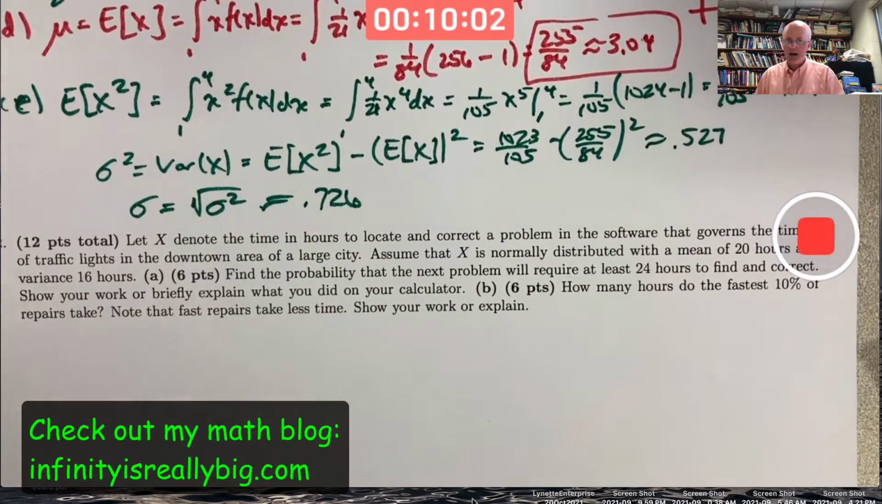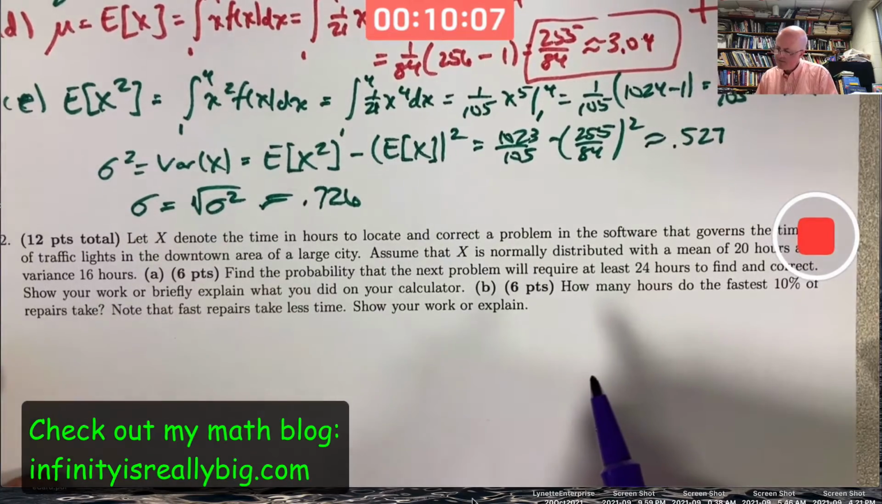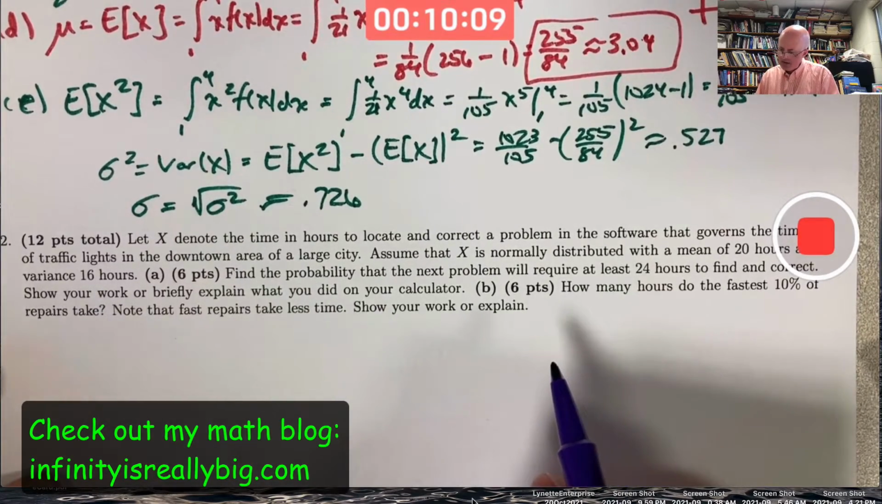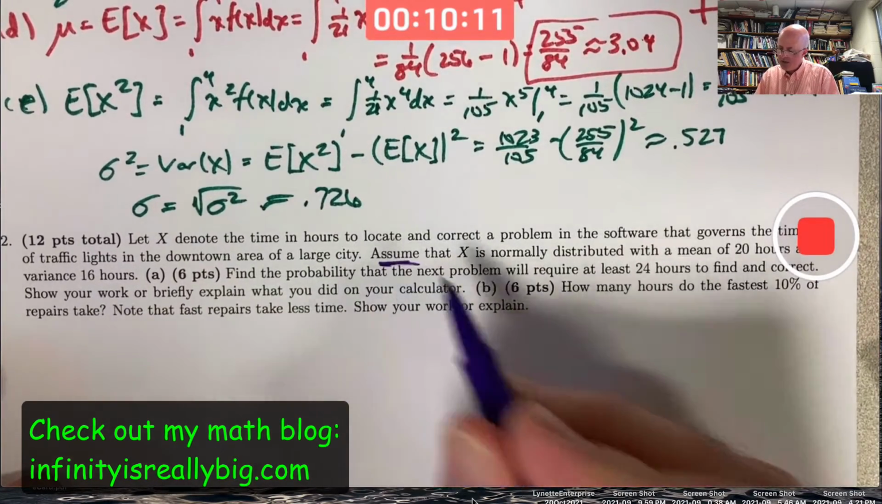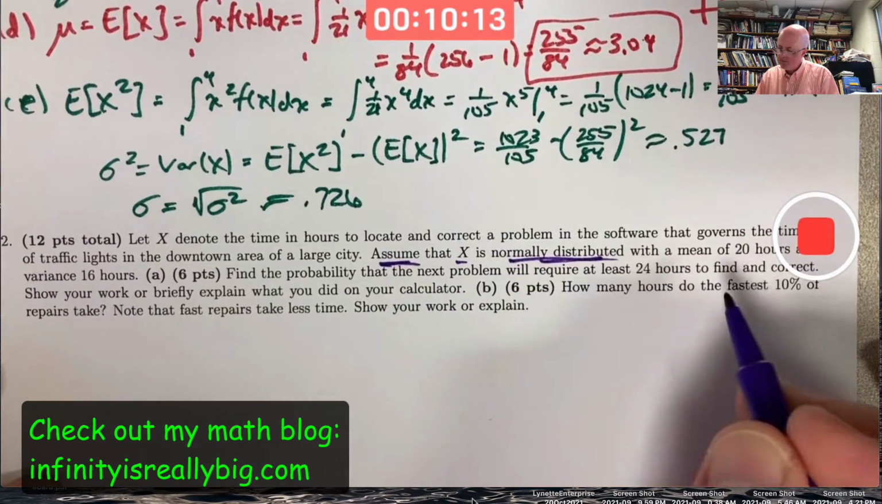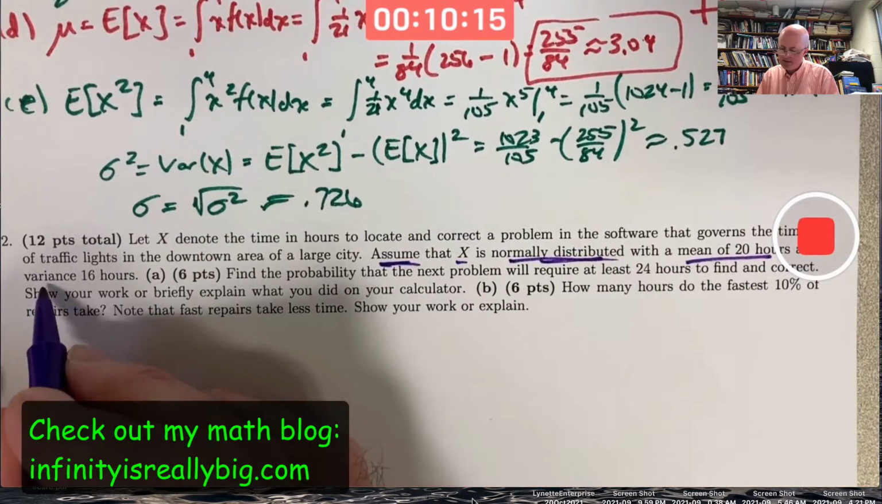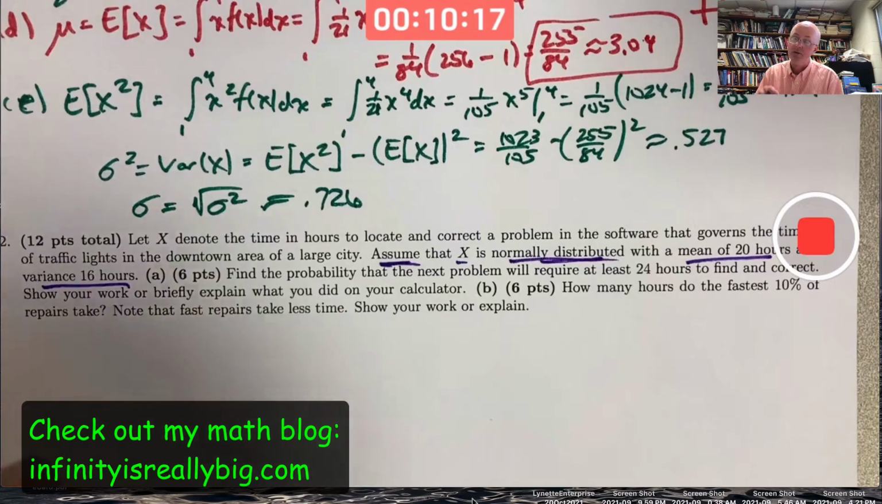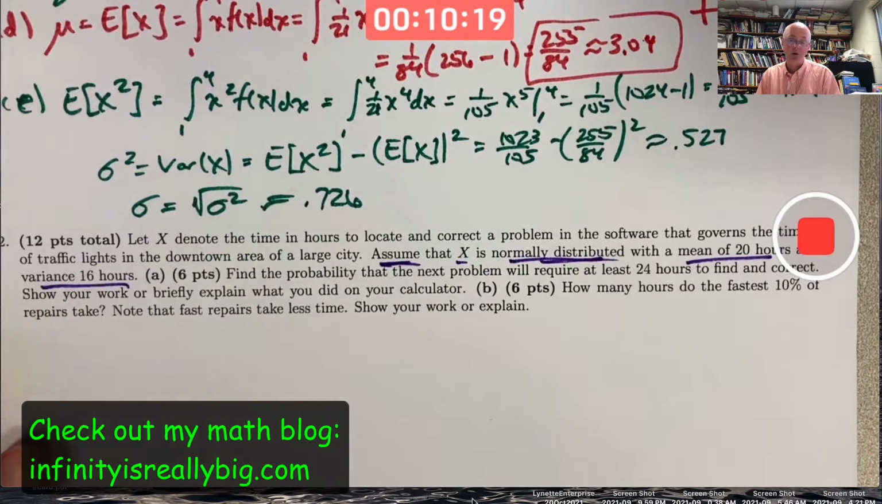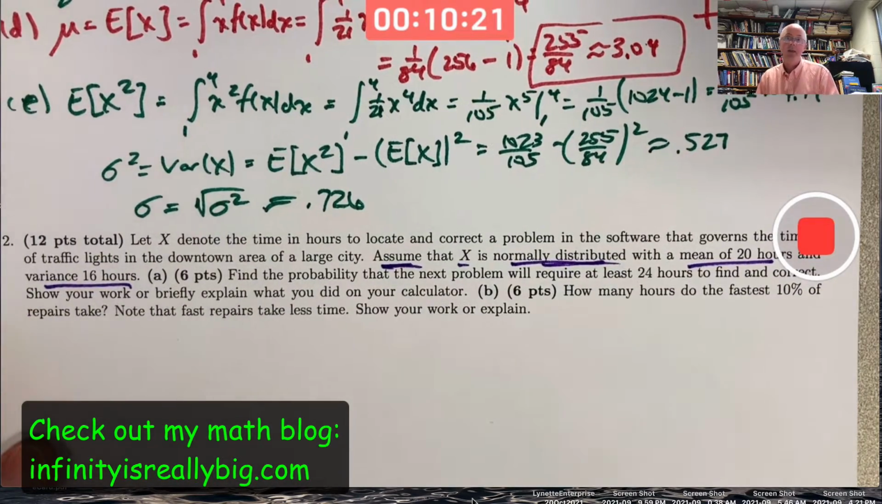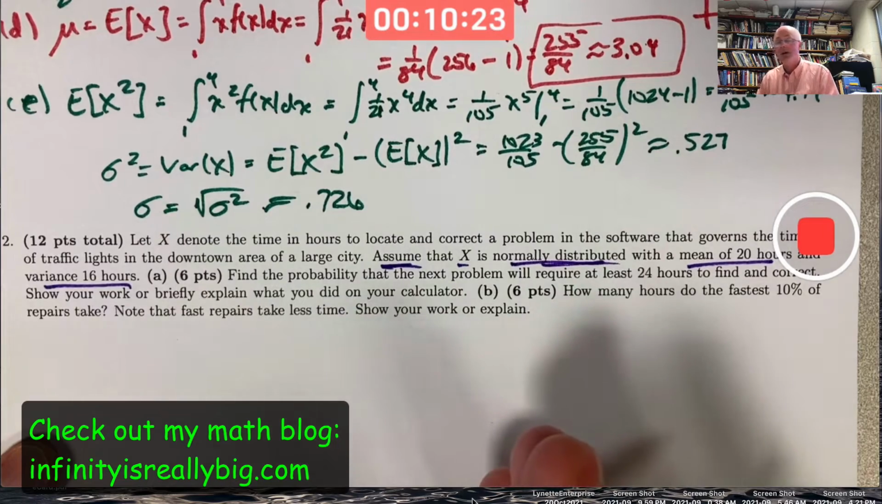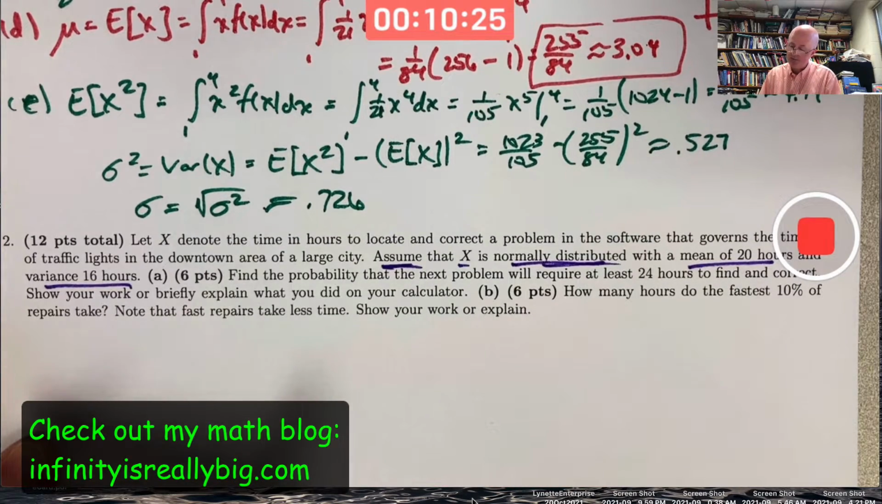Let x denote the time in hours to locate and to correct a problem in software related to traffic lights. Assume x is normally distributed with a mean of 20 hours and a variance of 16 hours, which would mean, of course, the standard deviation would be square root of 16, 4. Sometimes these problems are given in terms of the variance, sometimes in terms of the standard deviation.